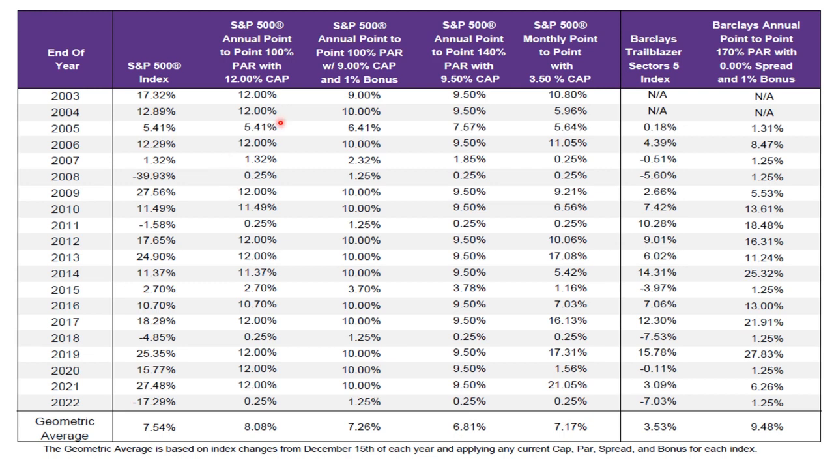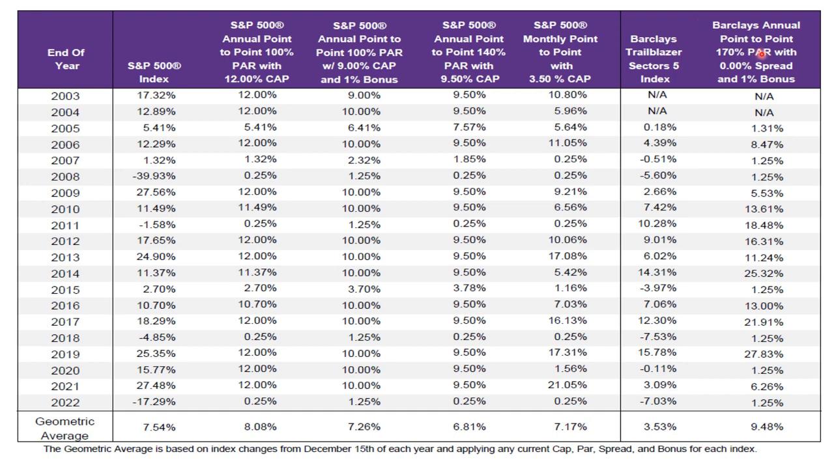And as you see, throughout the years, it was an 8.08% return for the S&P 500 with a 12% cap. And the other index that we will pay attention to will be the Barclays index. And as you see, throughout the years, it was a 9.48% return. So these are the two values that we will pay attention to for this particular illustration.